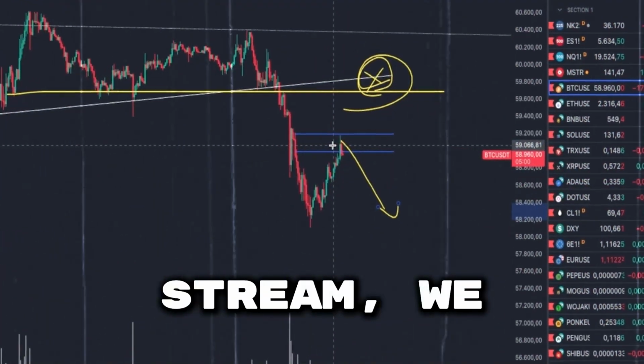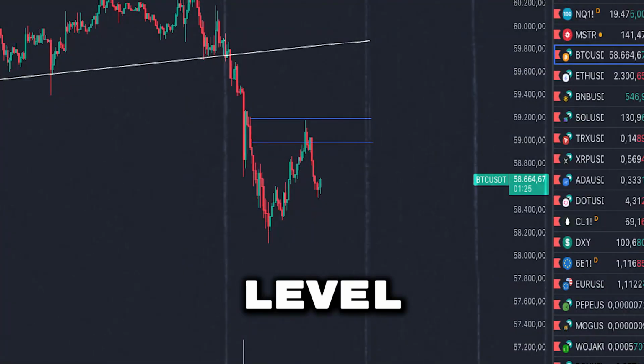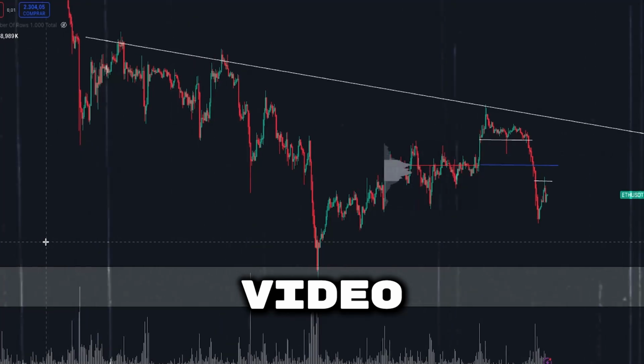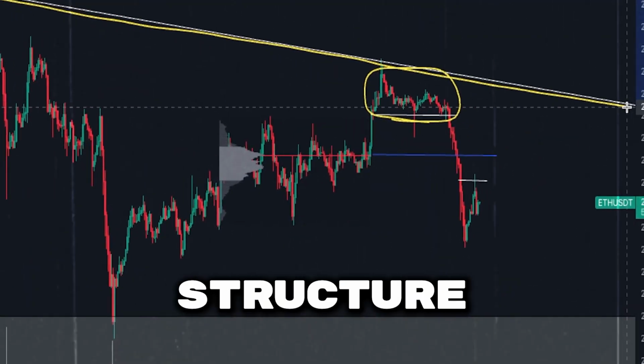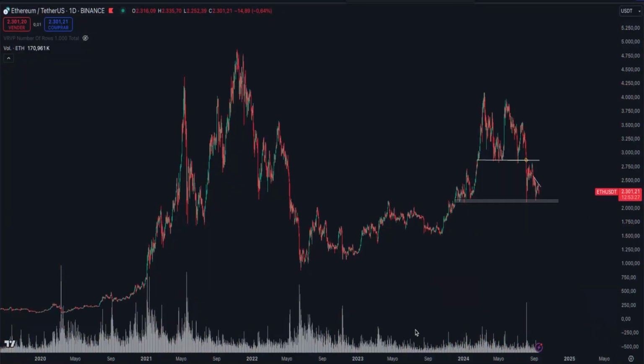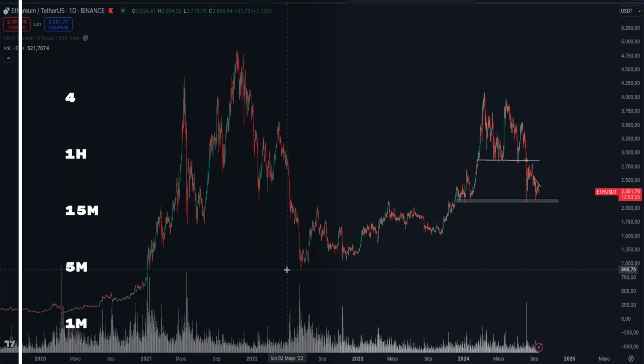In the last live stream, we told you that Bitcoin would drop from this level, and that's exactly what happened. In this video, we will briefly explain the significance of the price compressing against such a relevant structure before falling. Let's take a look back at the long-term trend of cryptocurrencies, with a strong focus on Ethereum's chart.